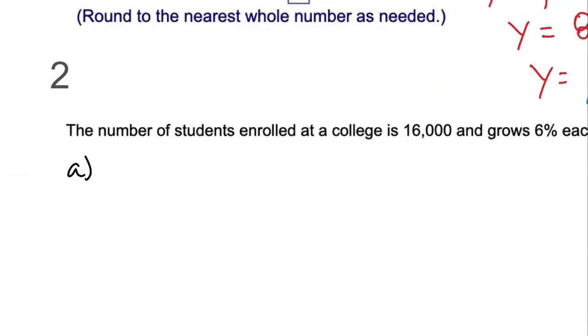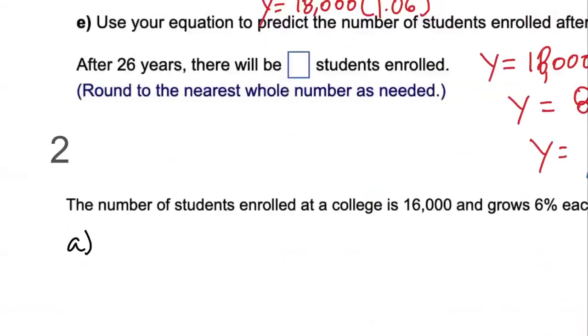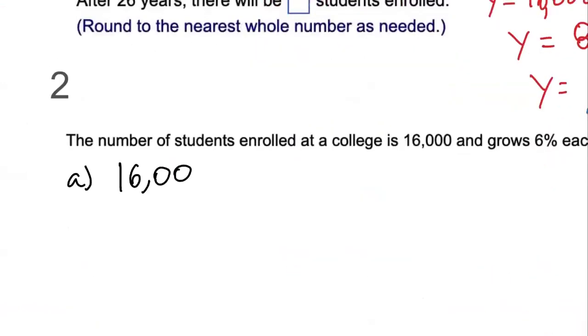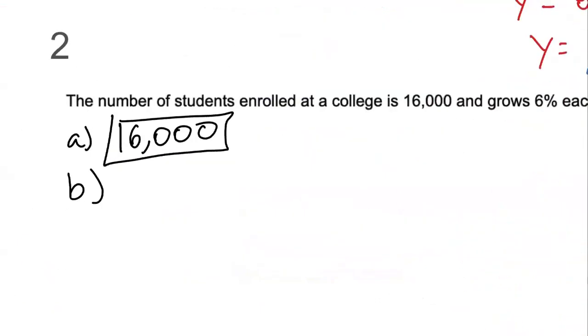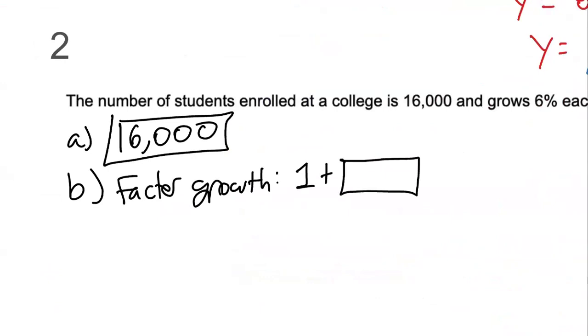For part A, it asked us to find the initial amount, which in this case was 16,000. For B, it says find the percent rate of change, 6%. So the growth factor is 1 plus blank. In this case, our percentage written as a decimal is 0.06, right? Because it's the same as the previous one. So it's just 0.06, and then the total growth factor is 1.06.